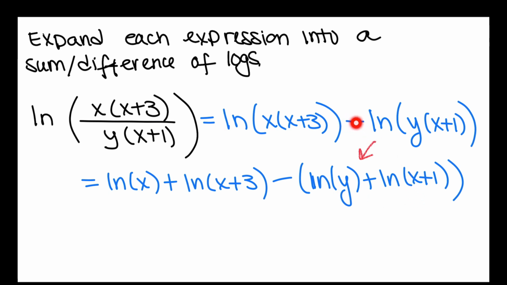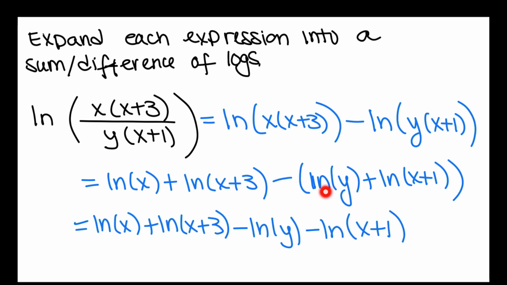Now, since that second log is negative, that negative sign is actually going to apply to both of those logs when you use the product rule. So we're actually going to have to distribute this negative to both the log y and the log of (x plus 1). That gives me natural log of x plus natural log of (x plus 3) minus natural log of y minus natural log of (x plus 1).